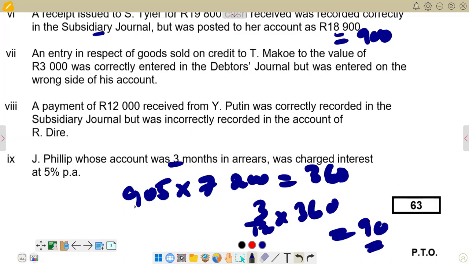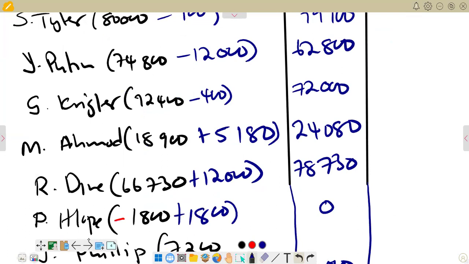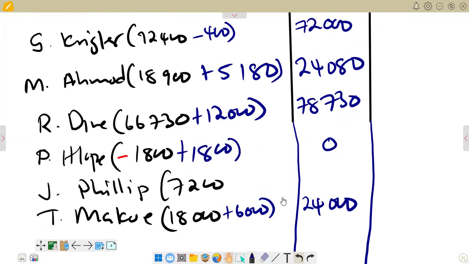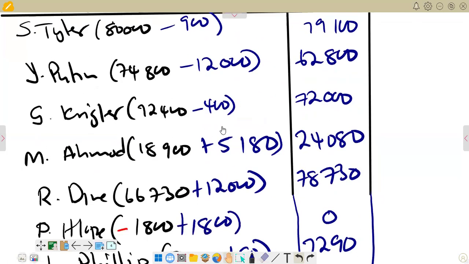So this is our 90 that we have. We are supposed to add that 90 because it's interest, it's going to increase the value. So we come here, we go to J. Phillips' account and add our 90. We are here, we are saying now plus 90, and obviously you're going to get 7,290. And we check that we have corrected all the accounts that needed to be corrected.